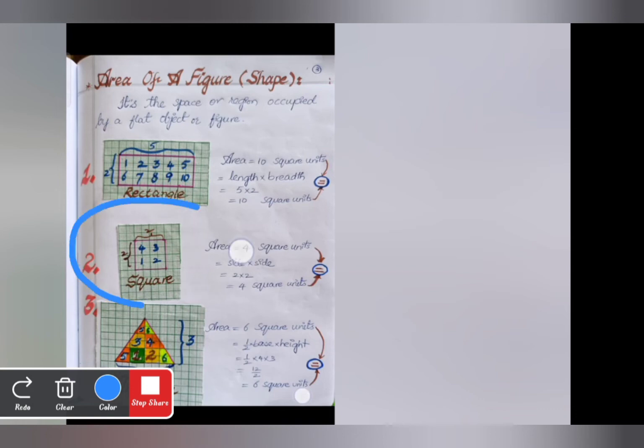Okay, so here, can anyone say what is the area of the square here?